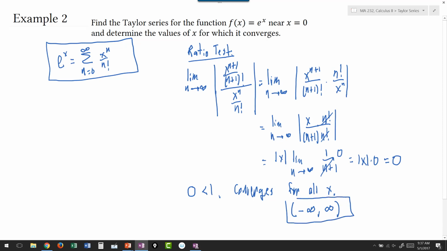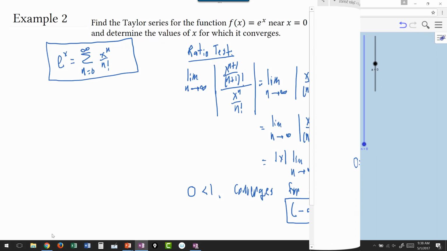And generally that's good news. That means that our Taylor series should equal the function e to the x for all values of x. We don't have the limitation we had with the example from before. Let's take a look at this one graphically.